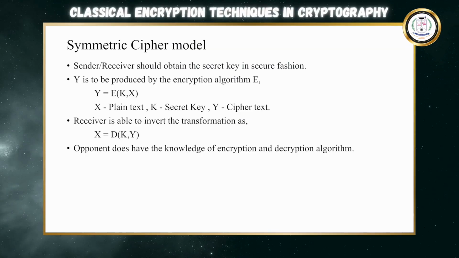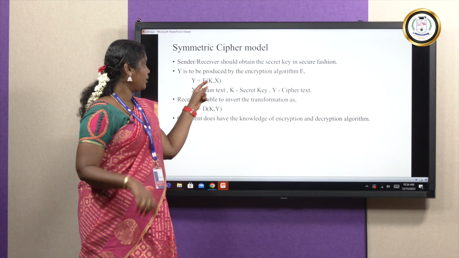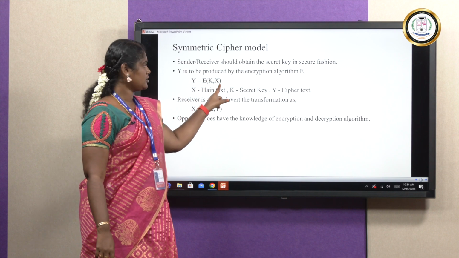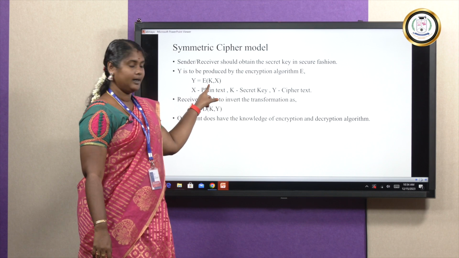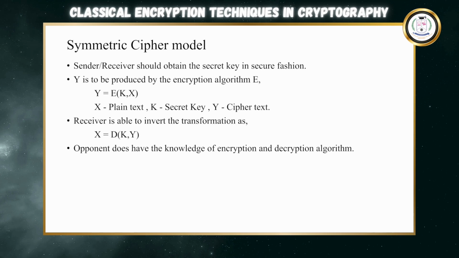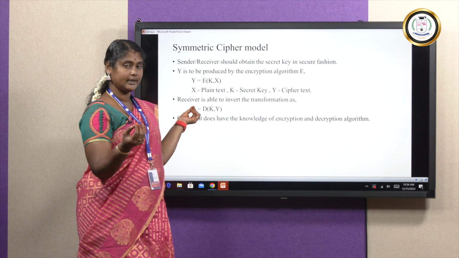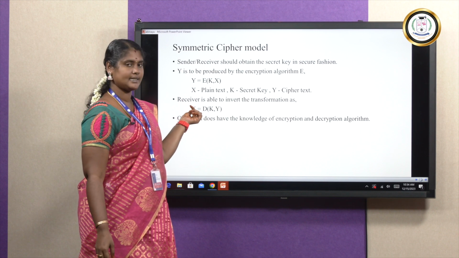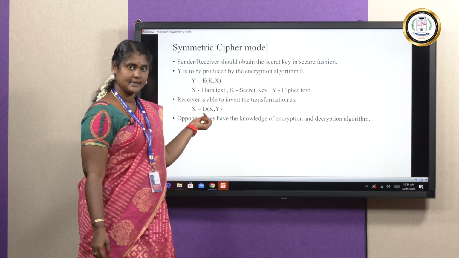This is the ciphertext. Here Y represents the encrypted data and E represents the encryption model. You encrypt your original data along with your key: X represents the plain text, K represents the key, and E represents the encryption. Likewise, on the receiver side, to retrieve your original data, X is equal to the decryption, which is represented as D.